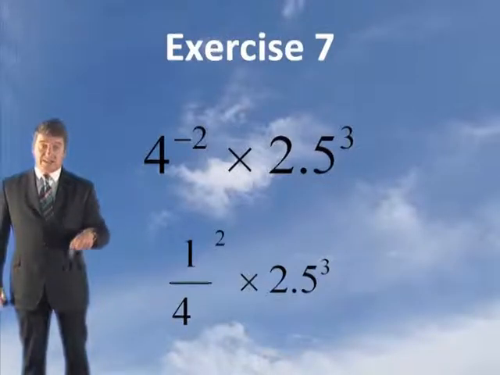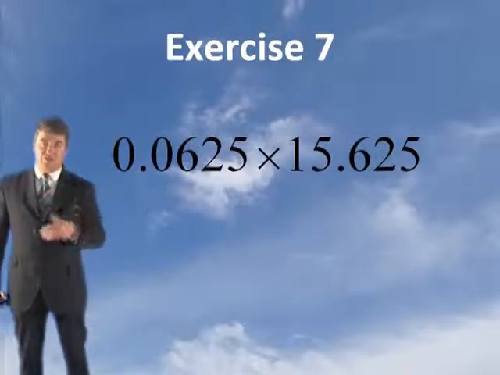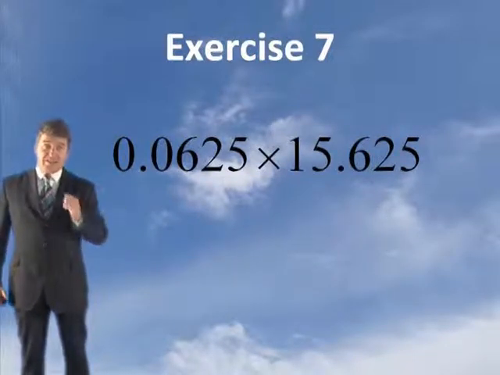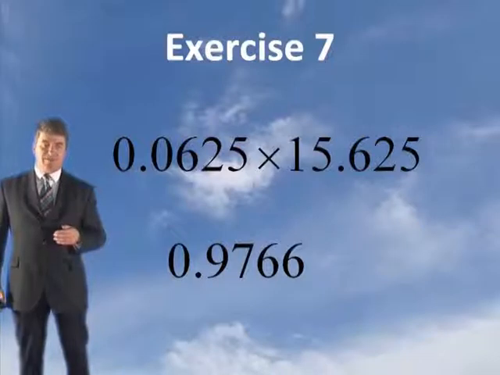Multiply it out, it gives you 1 divided by 16, which, if you divide it out, is 0.0625. Change it back from a fraction to a decimal, times 15.625. Multiplying it out gives you 0.9766.